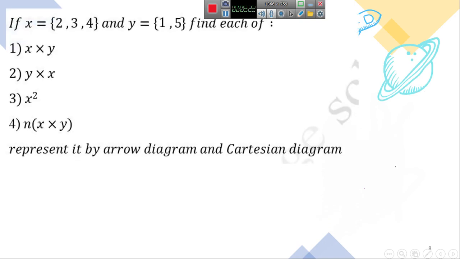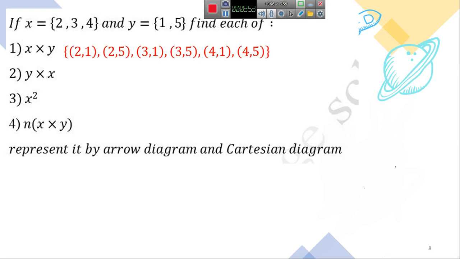Okay, let's solve one more question. If x equals {2, 3, 4} and y equals {1, 5}, find each of the following. How to find x cross y? x cross y means we will make pairing starting with the elements of x first, then 2 participates with 1: (2,1), then 2 with 5: (2,5), then (3,1), (3,5). After that (4,1), (4,5) to get the ordered pairs of x cross y.